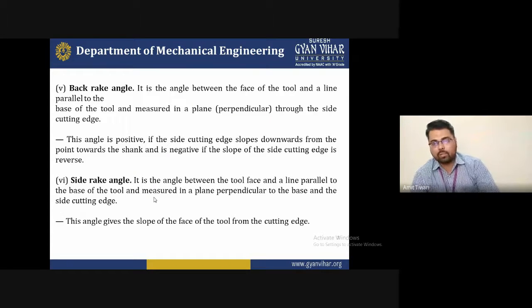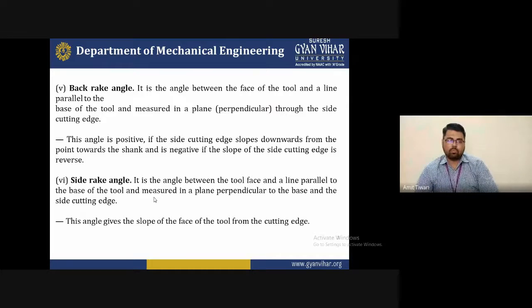It is a supporting angle on the face of the tool. With its help, the formation of the chip will be continuous, which prevents damage to the service life of the tool, and generates continuous chip formation. The side rake angle is the angle between the tool face and the line parallel to the base of the tool.